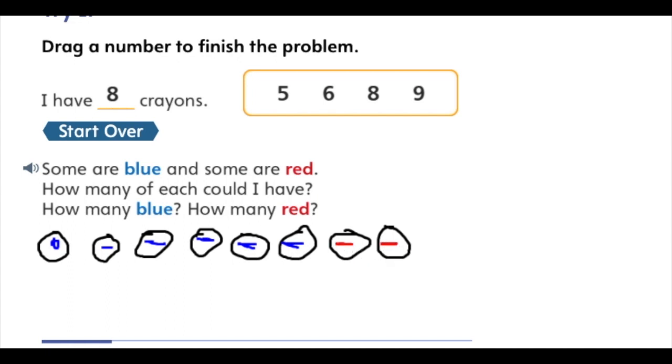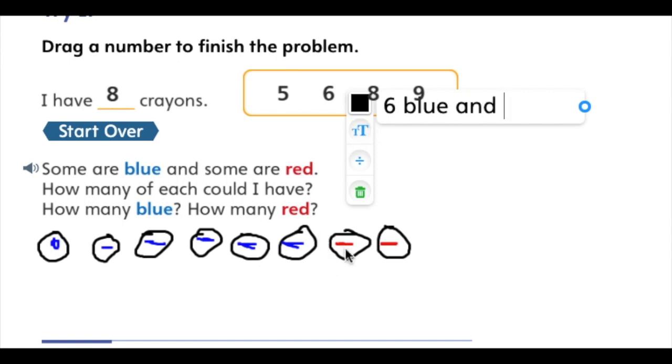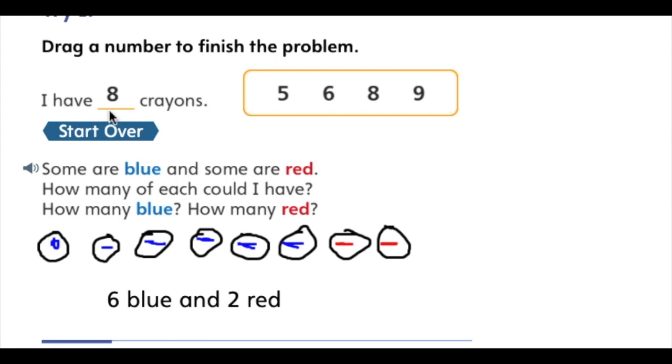How many are blue and how many are red? I'm going to do a text box. So, how many do we see of mine that are blue? Let's count them together. Get ready. Did you say 6? Nice job, kindergartners. So I have 6 blue and how many are red? And 2 red. So the answer to mine now says, I have 8 crayons.